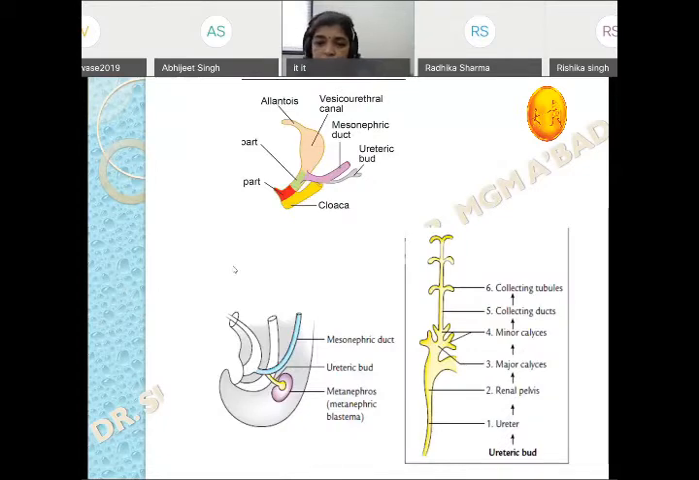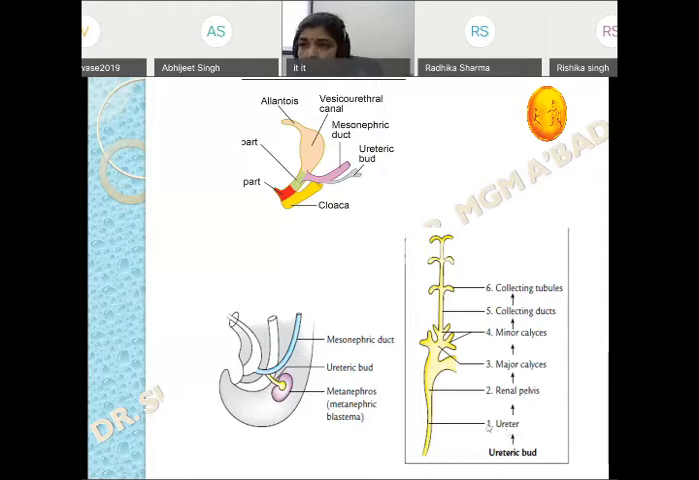So this picture again explains it very nicely. This is the mesonephric duct, the ureteric bud, the expanded part, and these are the different generations of branching that give rise to everything from the renal pelvis till the collecting tubule. Still the ureter is remaining, which is also a part of the collecting part of the kidney. So how is it developed?